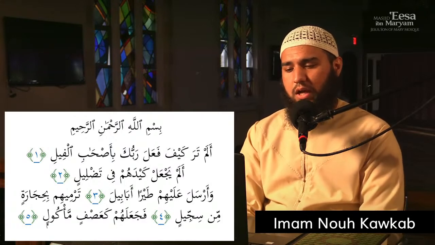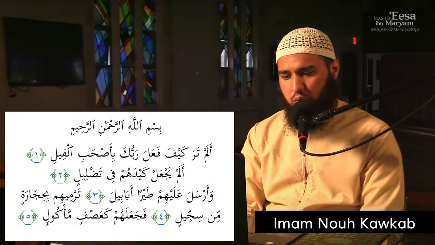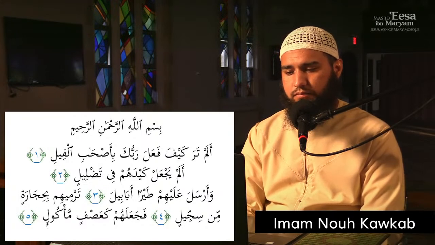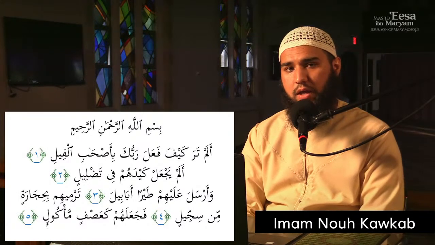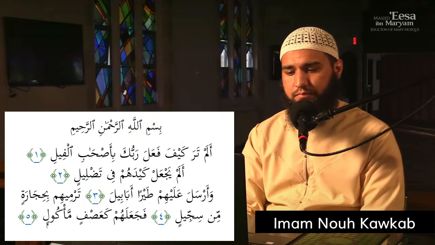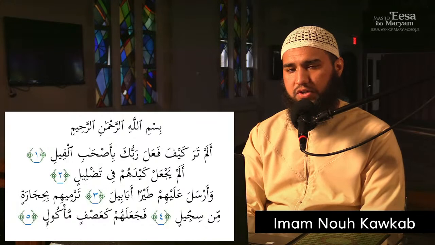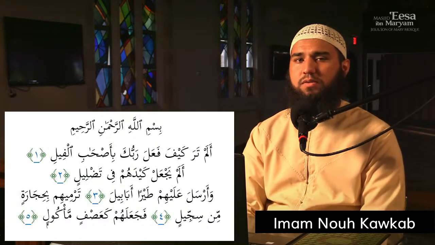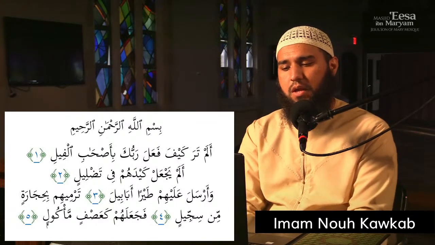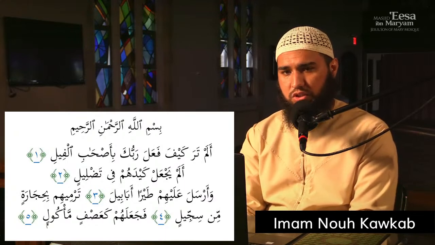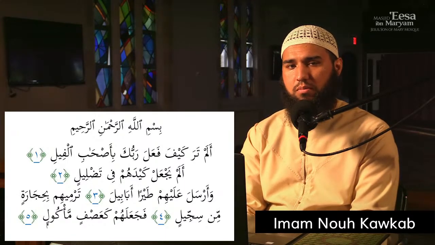The second ayah we have is ألم يجعل كيدهم في تضليل. The first word is the same as the first word in the first ayah, ألم. Then the second word is يجعل, the first letter is Ya. We said Ya is pronounced using the middle of the tongue. Then we have the letter Jim. Jim is also pronounced using the middle of the tongue.